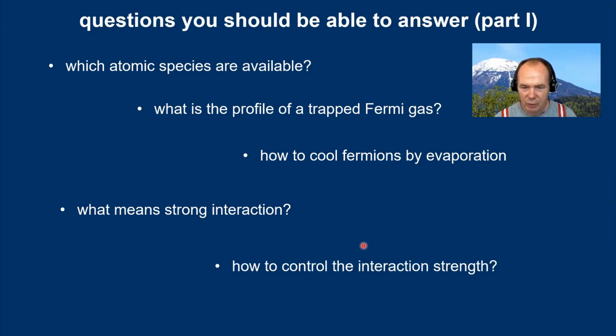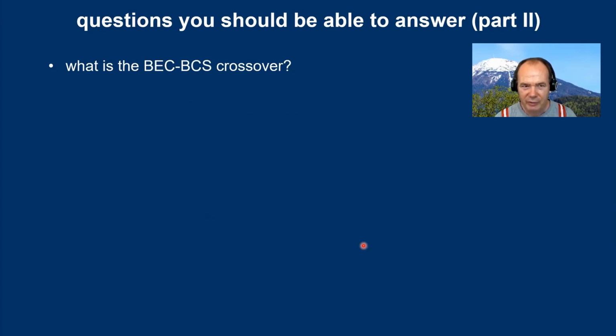Okay. How to control the interaction strength? That's what you certainly all know. With the Feshbach resonance. Next slide. What is the BEC-BCS crossover? If you go over a Feshbach resonance, that's the crossover when you go through that divergent section.